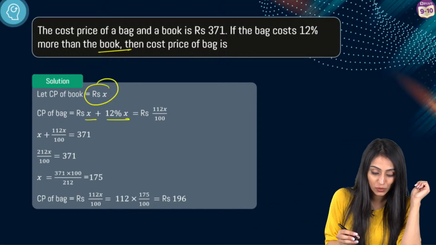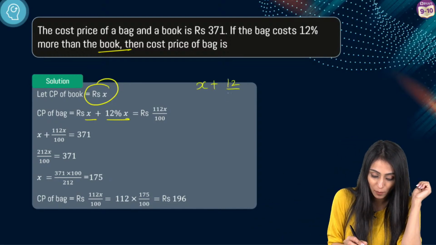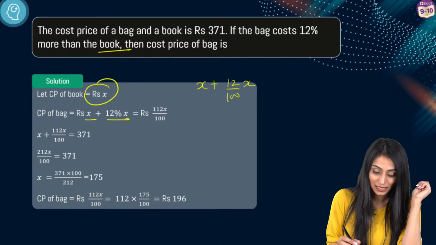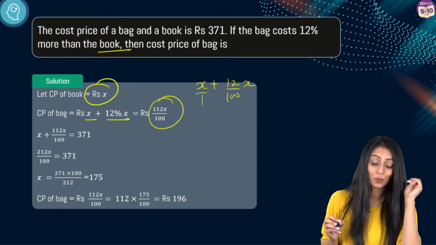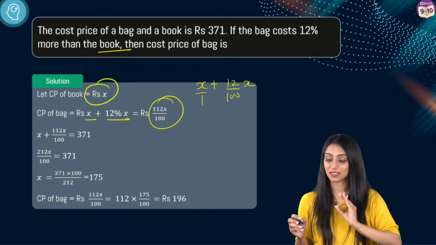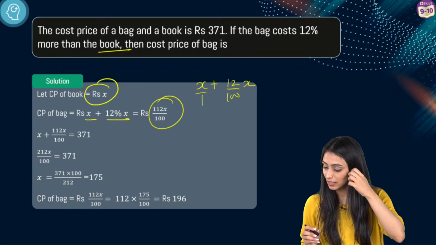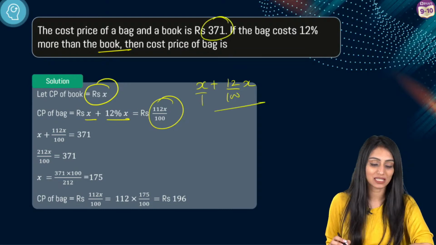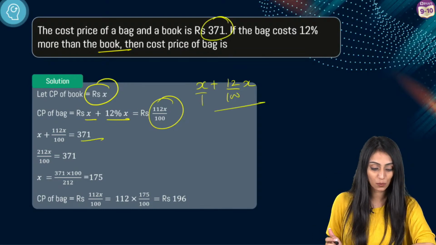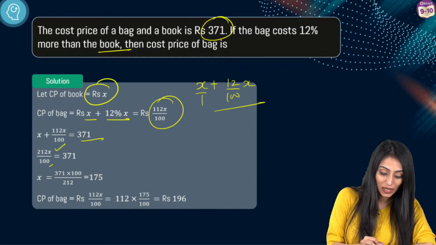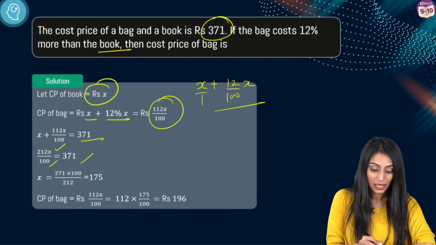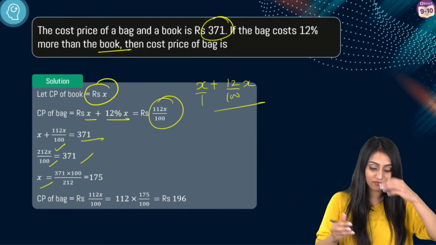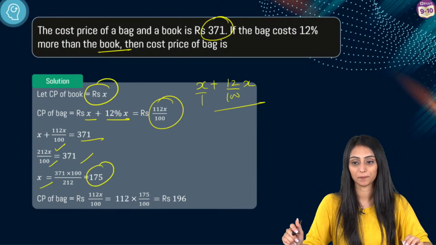So if you simplify this, X plus 12 by 100 times X. Then you take LCM, it will become rupees 112x upon 100. Yes, Muskan, it is added. Now, this total cost is actually equal to 371. So I'll equate this with 371. What do we get? 112x upon 100 equal to 371. So once you simplify this, the value of X is going to be 175.